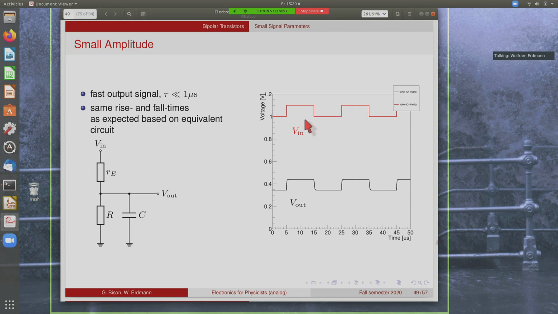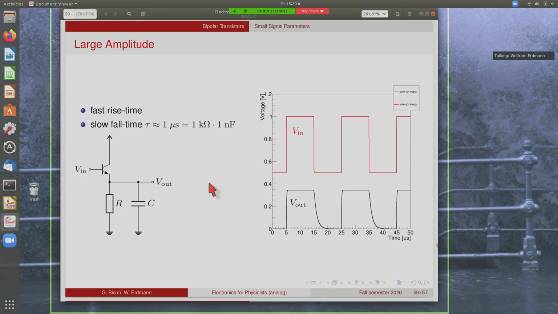So again, this is the small signal behavior. You get very, very fast rise and fall times here, which are much smaller than the microsecond that you would expect. And, which is also important, we get the same rise and fall times. Now, if you look at the equivalent circuit, it's not surprising that you get the same rise time and the same fall time. But if you think of it in terms of a transistor, then you have to think for a minute why this is so.